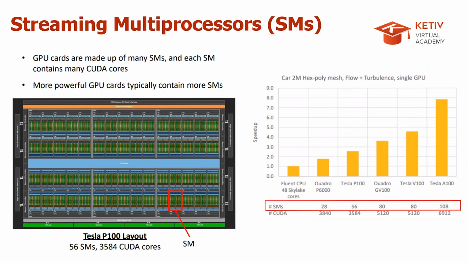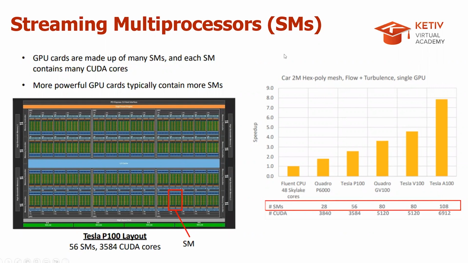If your GPU card has less than or equal to 40 streaming multiprocessors, then you don't need additional HPC licensing. If your GPU cards have more than 40 streaming multiprocessors, then you would need more HPC licensing depending on the additional number of SMs on your GPUs.